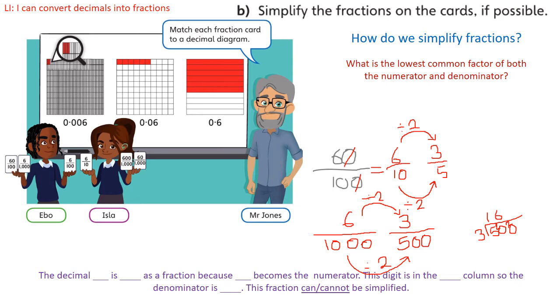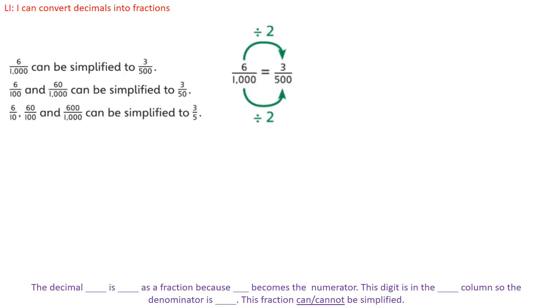So can I divide 500 by 3? No, I can't. It's not possible. So I'm going to rub that out. Therefore, I know that I have simplified my fraction to its smallest point. So here we can see again how we can simplify these fractions. You can have a go at the other ones.